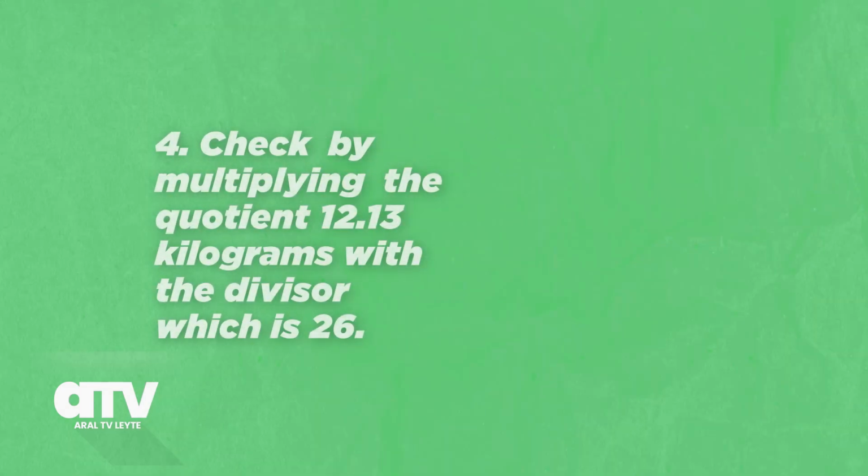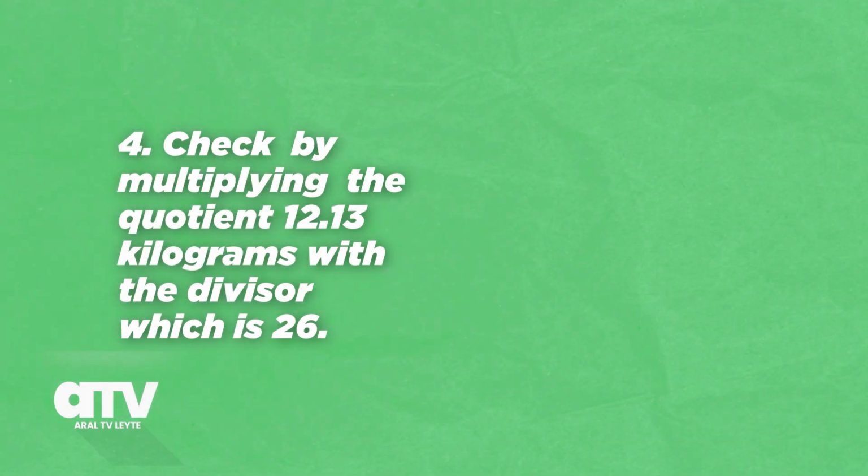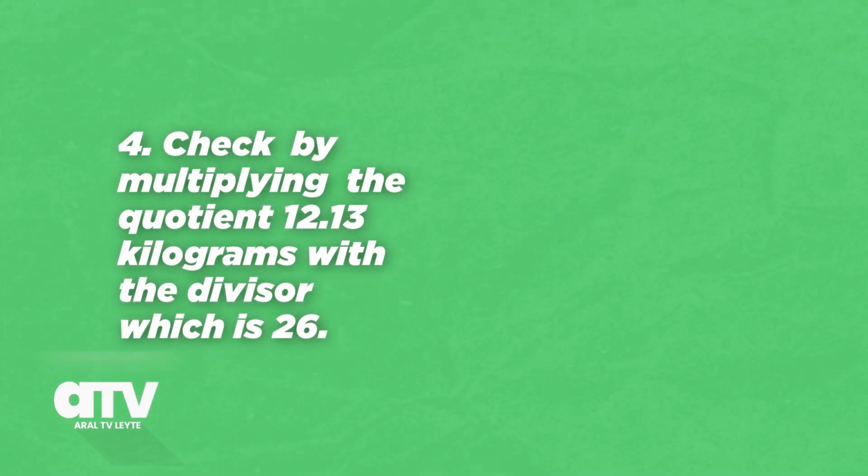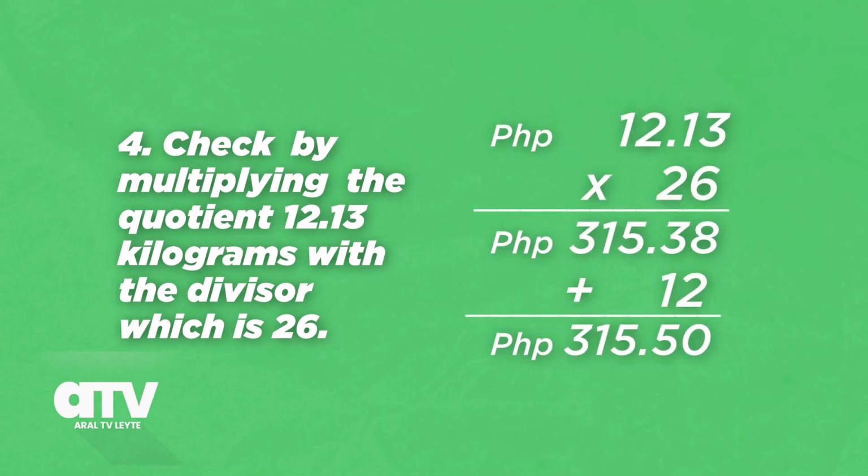Number 4. Check. Multiply the quotient with the divisor to check. We have 12 pesos and 13 centavos times 26 is equal to 315 pesos and 38 centavos. And we are going to add our remainder, which is 12. So the answer is 315 pesos and 50 centavos.